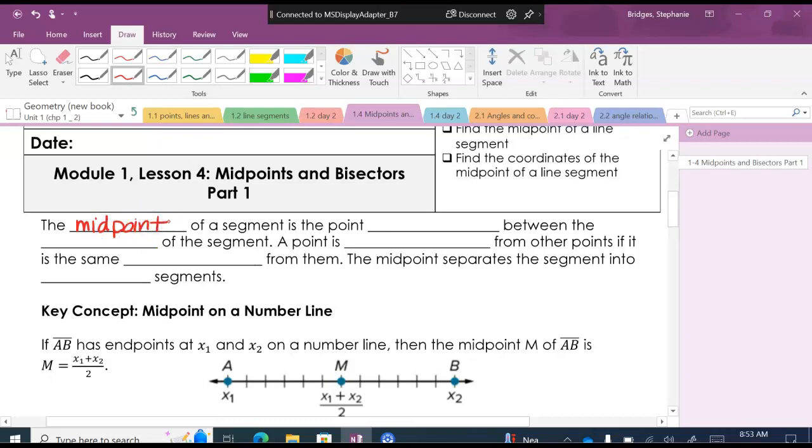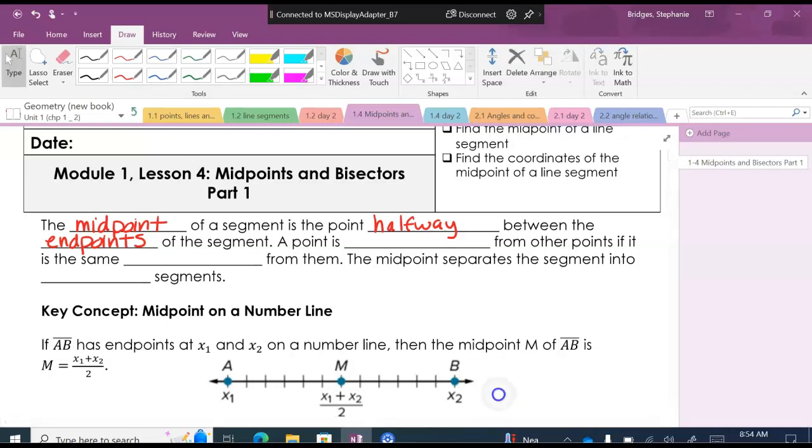The midpoint of a segment is the point halfway between the endpoints of a segment. Okay, the midpoint of a segment is the point halfway between the endpoints, in the middle, okay? Well, if I have a point that is in the middle of two endpoints, what could we say about those two smaller segments? What did we talk about yesterday? They would be congruent, okay?